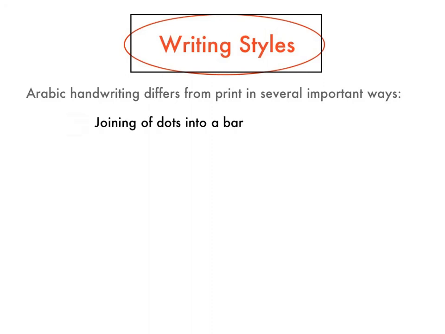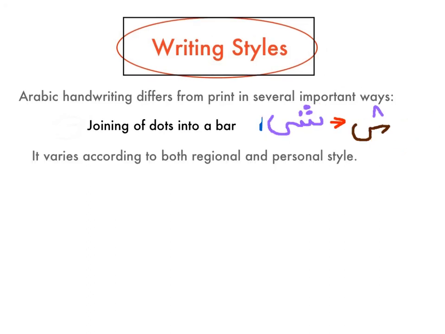One example that you've seen me writing a lot is joining of dots into a bar, like the letter ta, which you can write like this. Another example is the letter sheen. In handwriting, we don't write the three teeth. Instead, we write a straight line like this. And we connect the three dots like this. It's easier, isn't it?